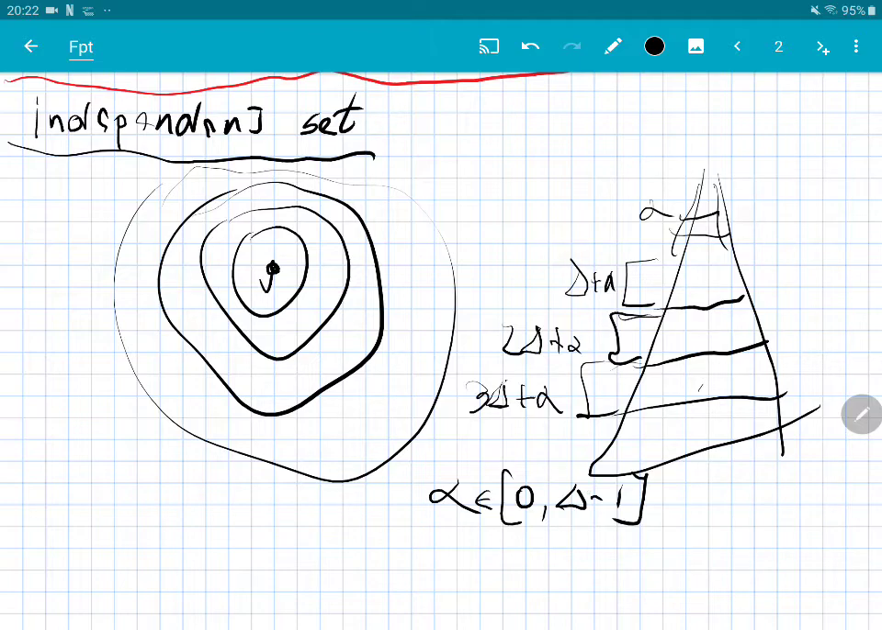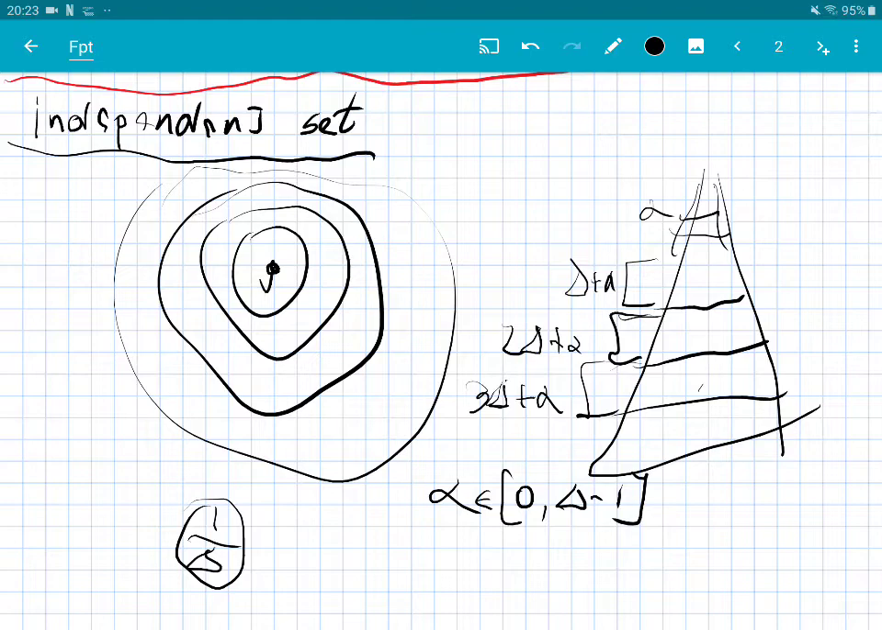And the idea is that the probability of a vertex to be in one of those chosen levels is going to be only 1 over delta. So we're going to lose a 1 over delta fraction of what we care about in the graph. And if we don't care about that much, then we are good to go.